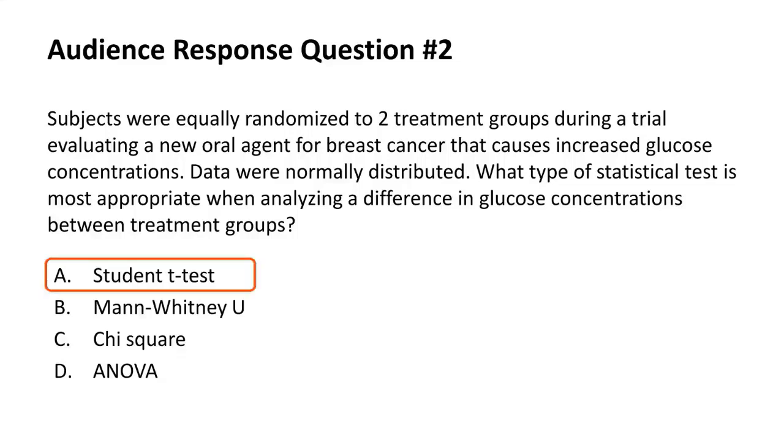The correct answer is A, student t-test. In this example, we have 2 treatment groups. We are evaluating glucose concentrations. So glucose concentrations are a type of continuous data. And here, the question tells us that the data were normally distributed, which is why the student t-test is the correct answer. If the data were not normally distributed, we could think about the Mann-Whitney U. Chi-square test is not used for continuous data. It is used for nominal data. And then ANOVA is not used for 2 treatment groups. It's used for 3 or more.